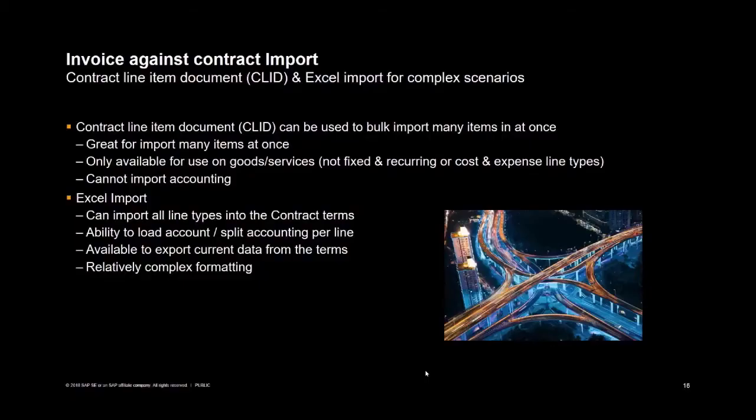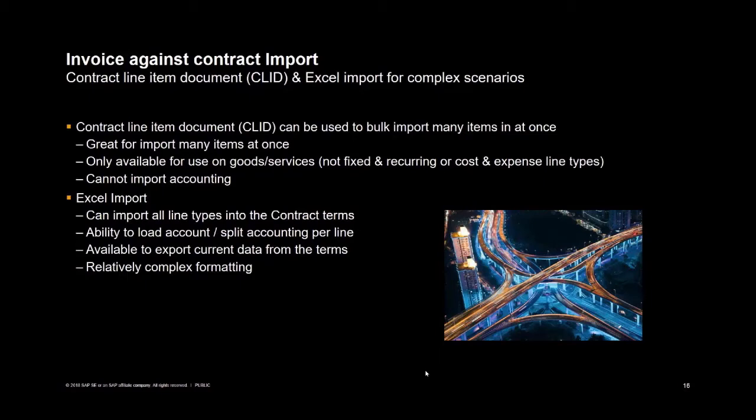So one of the cool features about our invoice against contract is we have 2 different imports that allow you to quickly and easily bulk import data in. The first of which is a contract line item document, or a CLID. This allows you to bulk import a lot of items all at once. It's kind of a simpler, easier to use import, but it has its limitations.